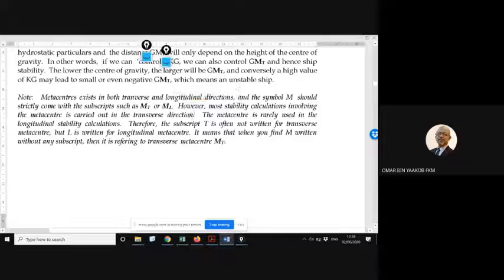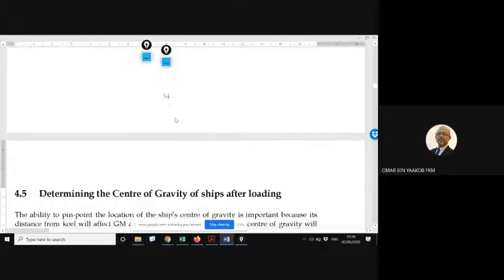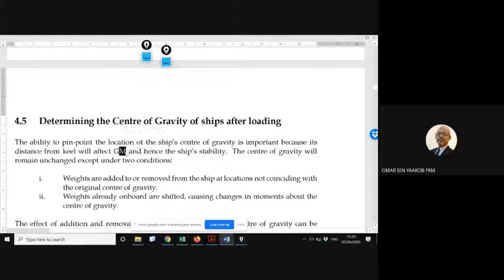If we're talking about longitudinal stability, then definitely we need to put L as the subscript, because in chapter 6 we are looking at longitudinal stability. If ML exists, we have to use L as a subscript. So for example, when I talk about GM here, there's no T there. It means we are talking about transverse stability.